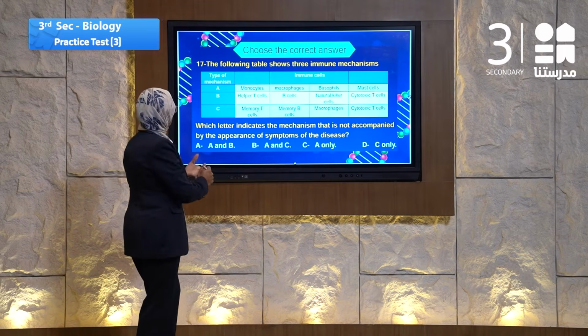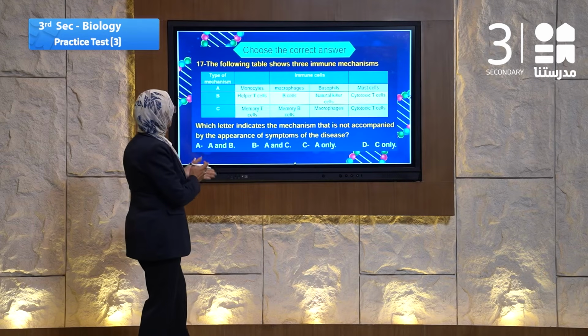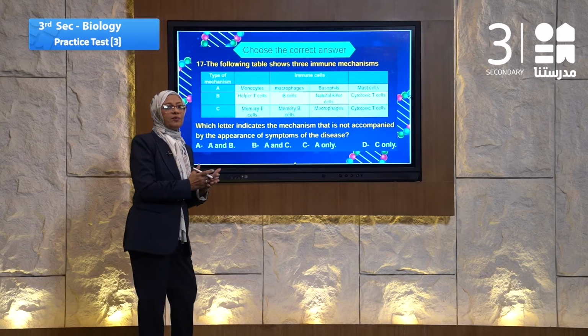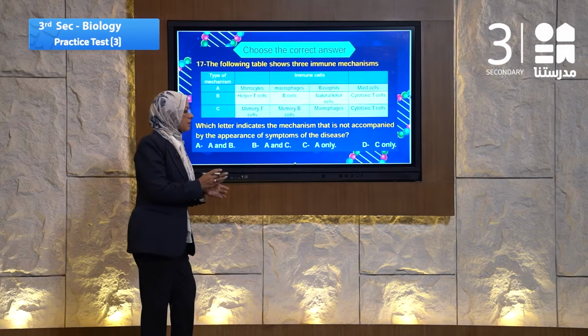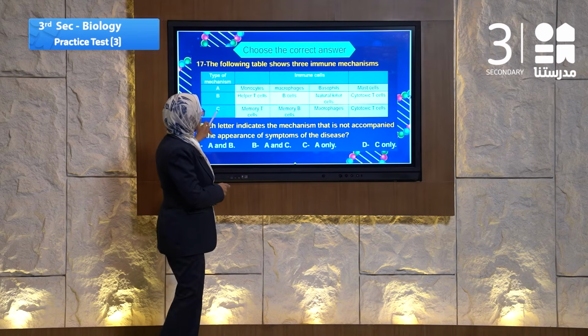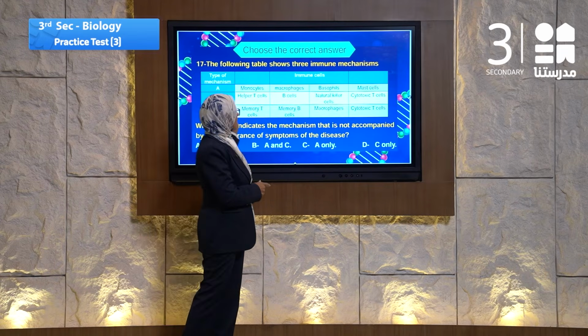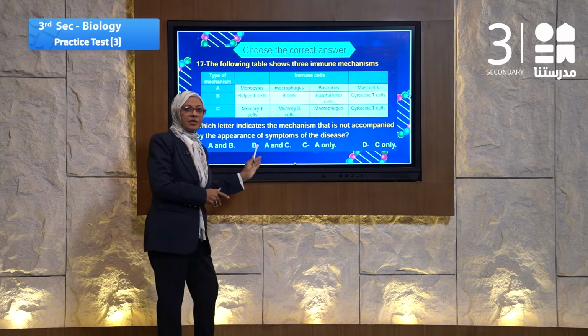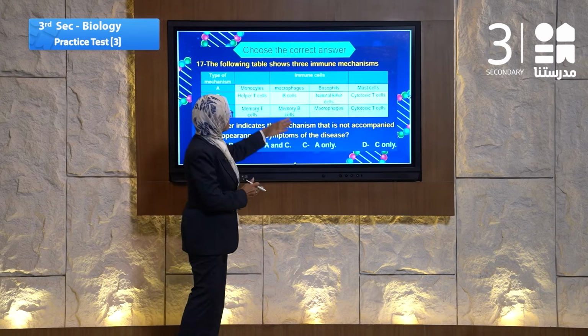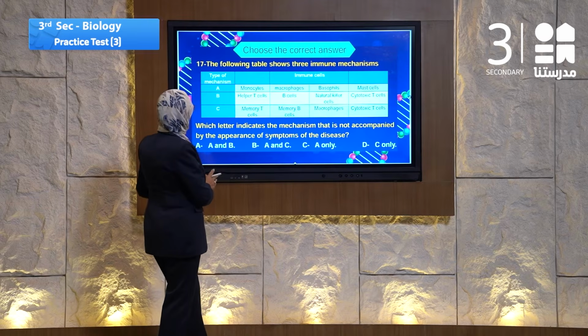Question number 17 speaks about a table. Here is a table, and we must read the table before we read the question. The table speaks about the types of mechanism A, B, C, and the immune cells. There are many cells that are responsible for immunity. Let's go read the question.